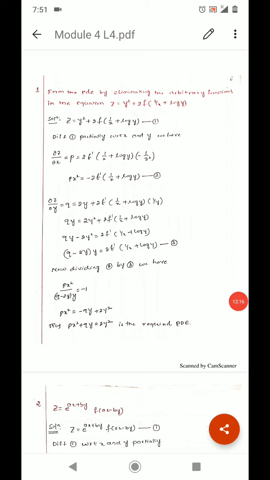Next we have to construct a partial differential equation by eliminating arbitrary functions. Previously we formed the partial differential equation by eliminating the arbitrary constants, where the arbitrary constants are a and b. Here we are going to eliminate arbitrary functions. So the first equation is z equal to y square plus 2 f of 1 by x plus log y. Here f of 1 by x plus log y is an arbitrary function.